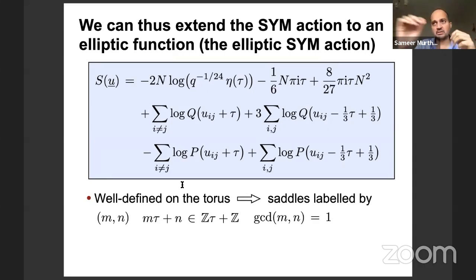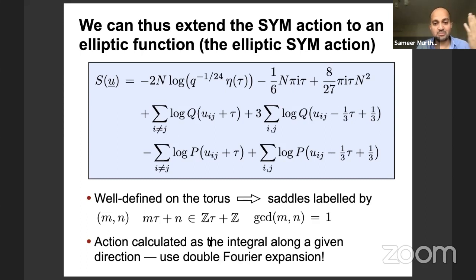So for every lattice point, or for every winding string of eigenvalues, you have a saddle point. And now we want to calculate the action. And now by the second part of our lemma, if you want to calculate the action when the eigenvalues stretch between 0 and m tau plus n, you just want the average value of this potential. The average value of this potential now is almost trivial to calculate because you have a double Fourier expansion.